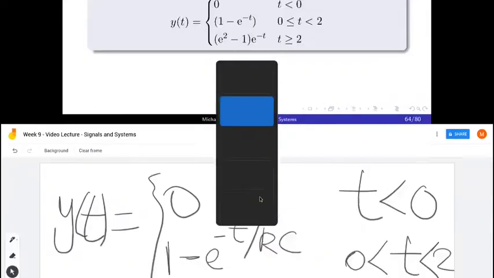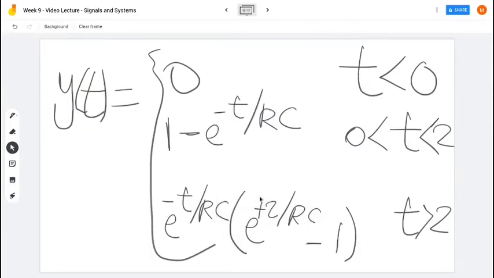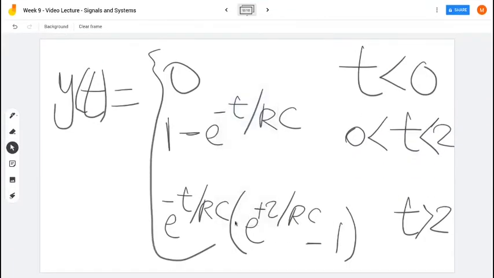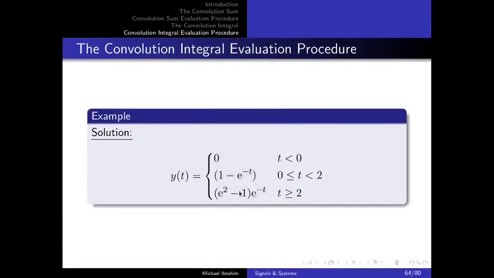On the whiteboard, we kept RC. If you put RC equal to 1, you will have 1 minus e to the negative t, which is this expression. And if you put RC equal to 1, you get e to the negative t times e to the power 2 minus 1, which is e to the power 2 minus 1 times e to the negative t. So same expression, but we did it in an even more general case on the whiteboard.